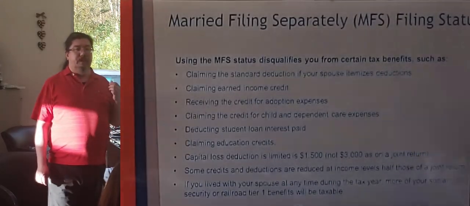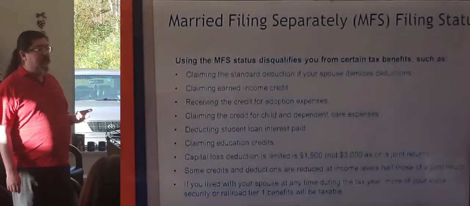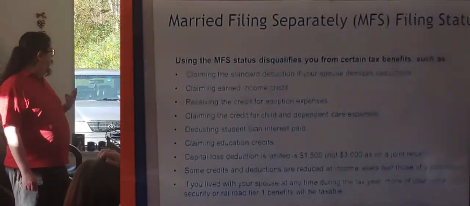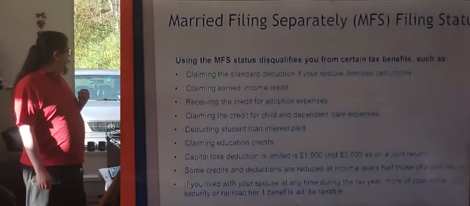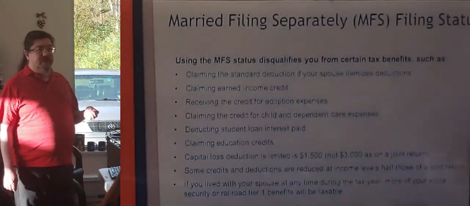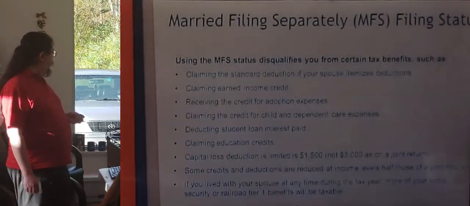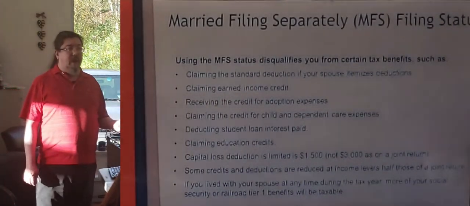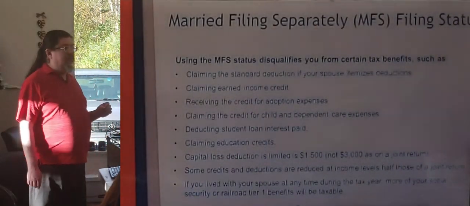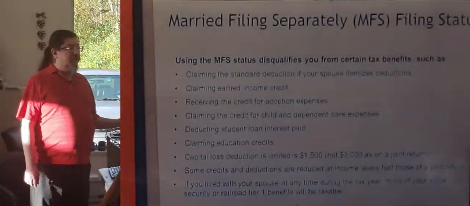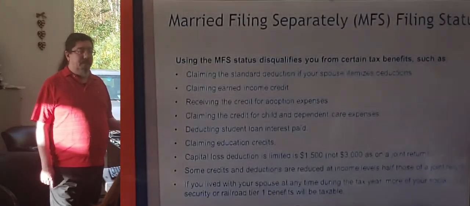If you're married filing separately, you don't get the earned income credit. You don't get the adoption expense credit. You don't get the child and dependent care credit. You can't deduct your student loan interest. You can't claim any education credits, such as the American Opportunity Credit. Capital loss deduction is half of what it would otherwise be, only $1,500. There's a lot of benefits that are just absolutely gone if your filing status is married filing separately.